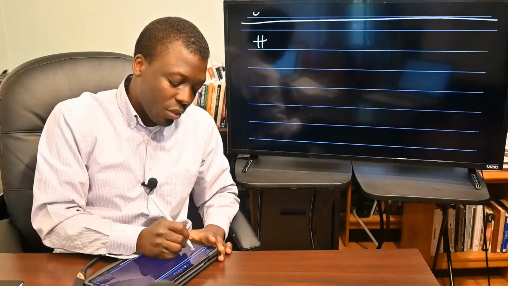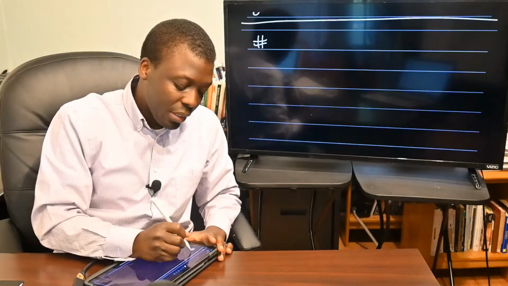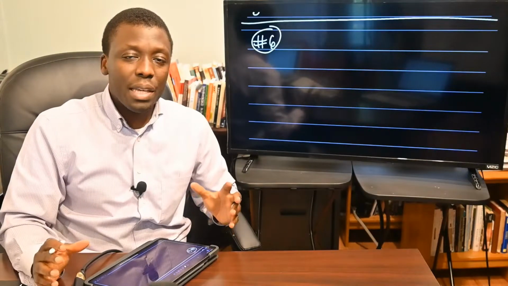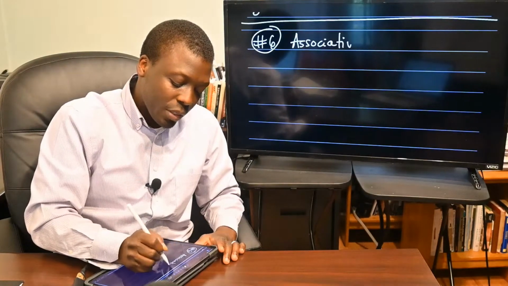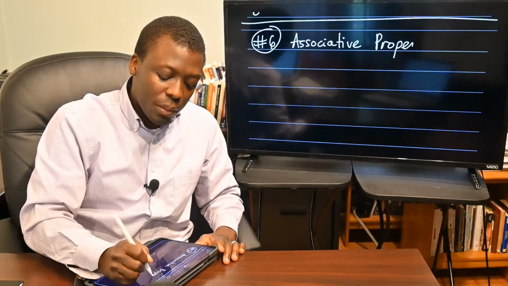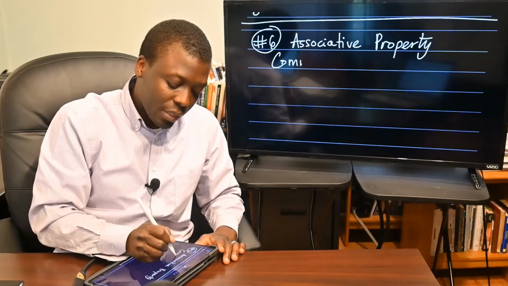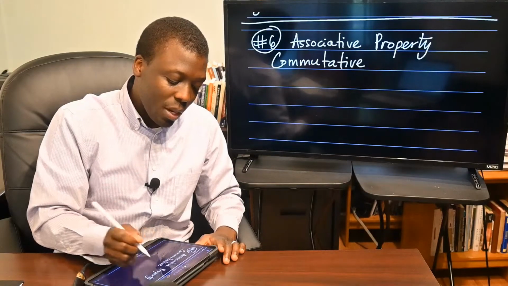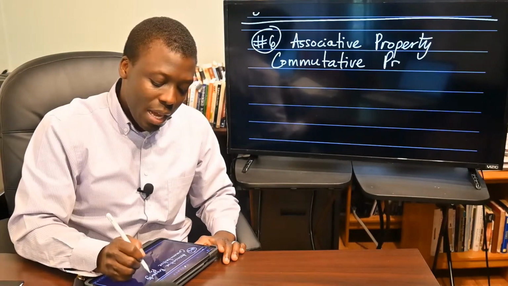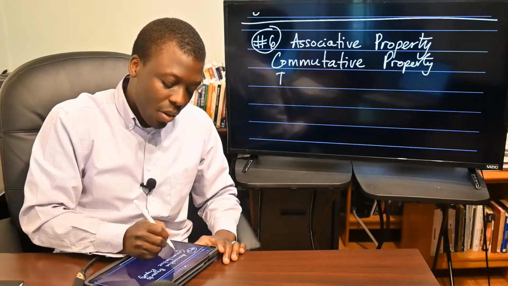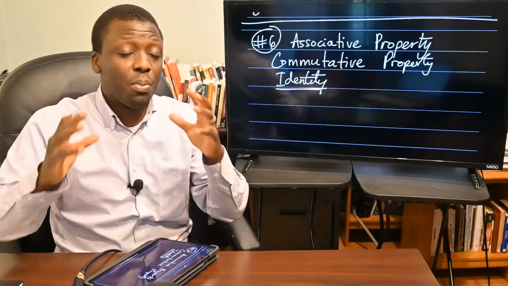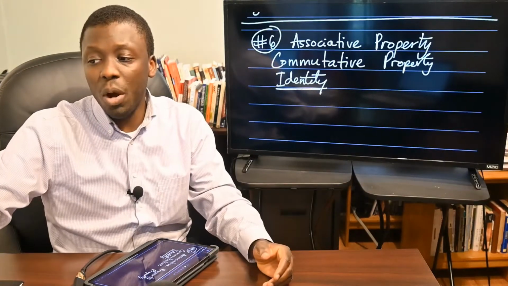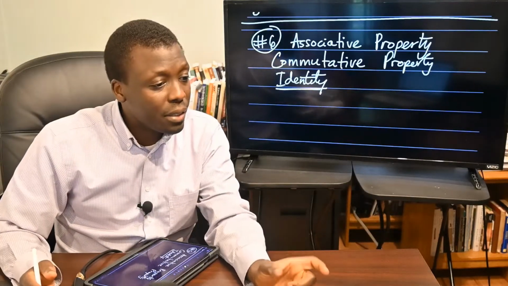Okay, let's go on to another example from a different section. Let's look at number 6. In this section, you learned about different properties of multiplication. We have the associative property of multiplication, just like we have the commutative property of addition. We have the commutative property, and we have the identity property of multiplication as well. Notice that for multiplication and division, we have certain properties of real numbers that we use in doing these problems.